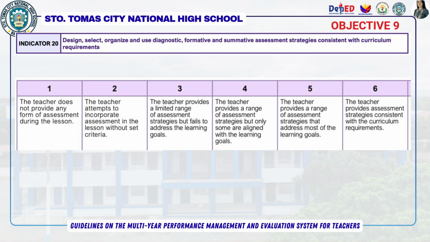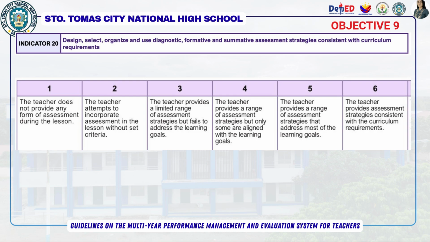Our final core objective for the classroom observation, Objective 9, is about assessment strategies. This ensures that your methods of checking learning are appropriate and aligned with the curriculum. The scale progresses from Level 1, no assessment during the lesson, to Level 4, where a range of strategies is used, but only some are aligned with the learning goals.